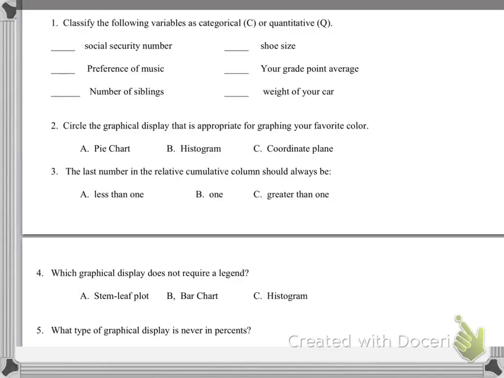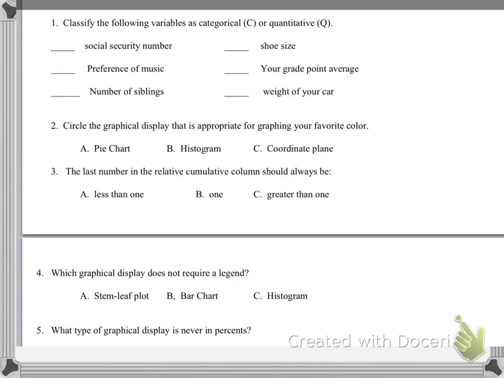Okay, for number one, you need to know the difference between categorical and quantitative data. Now remember, if the answer is a word, that is going to be categorical. But if it is a number, it's not always going to be quantitative. And so you have to ask yourself, if you were to put all the numbers into a calculator and you were to get a decimal reading, would that make sense?